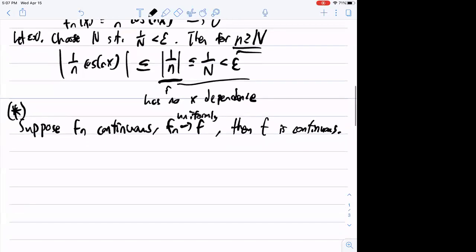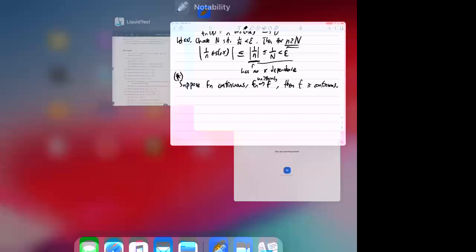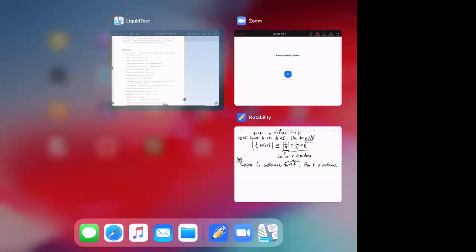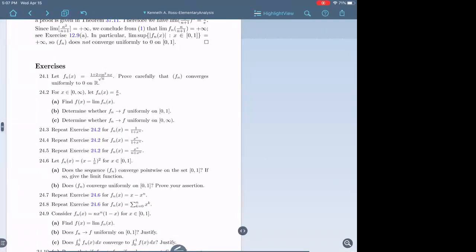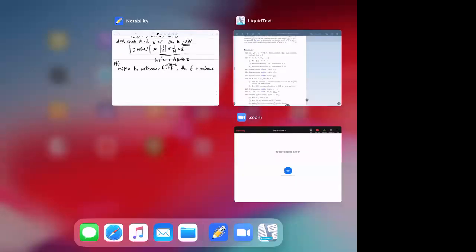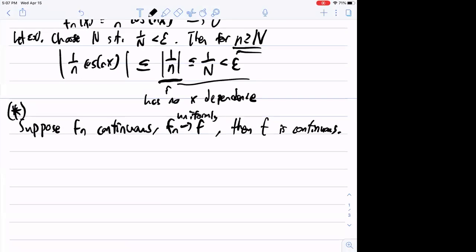So you really need this uniform property to guarantee the limit is continuous. So that's really the session. I think the best way to have you all understand this is to do questions, so I'll be doing a lot of questions today. Let's do 24.1 first. I need to show Fn(x) converges to 0 uniformly on R. So this is (1 + 2 cos squared nx) divided by root n. 24.1.